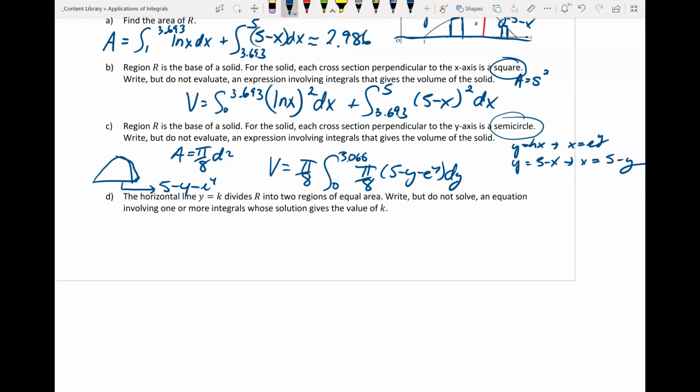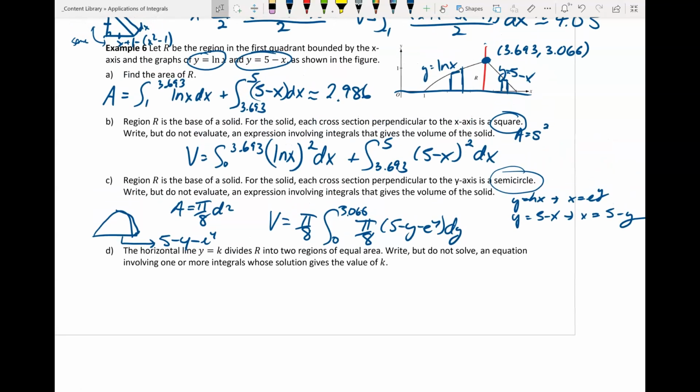Then for d, the horizontal line y equals k divides R into two regions of equal area, right? But do not solve an equation involving one or more integrals whose solution gives us the value k. So there's more than one way to do this. I can just give you one. It doesn't say where we're going to stop or start here, so this k can be anywhere at all. It's easier to just focus on one section. So I'm just going to cut it off and say this is where we start, and we're going to end at the intersection at 3.693. Now this value of k can lie anywhere in here.